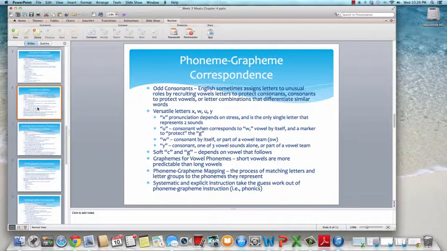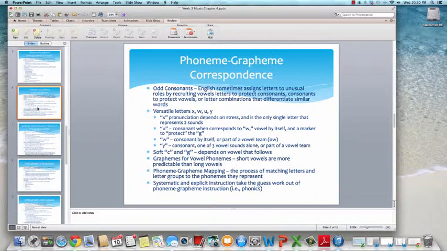All right, moving on. Graphemes for vowel phonemes. Short vowels are more predictable than long vowels. Essentially, they almost always say that short vowel sound. Now, then we can do phoneme-grapheme mapping, which is the process of matching letters and letter groups to the phonemes that they represent. And this is a very important concept to get, that we learn that TH says a certain sound, voiced or voiceless, depending on the vowel that follows it or the placement in the syllable, but learning that process of what sound to associate with that letter.